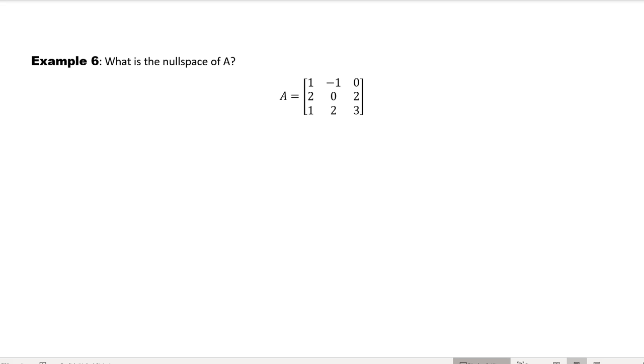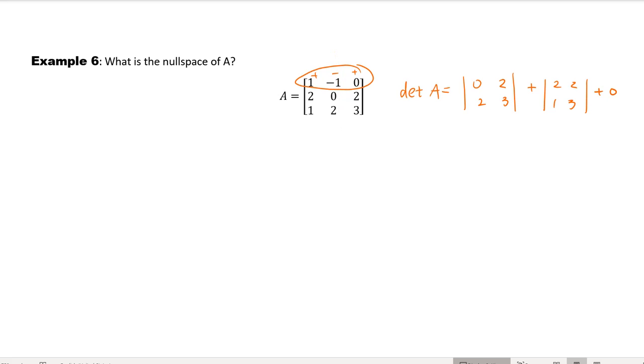So example 6. We have this A. I hope you can pause the video and try to work on it. Have you finished? Let's check our work together. The determinant of A, let's use the first row, plus minus plus. So 1 times 0, 2, 2, 3. Minus -1 becomes plus 1, and then we have 2, 2, 1, 3, and then plus 0.